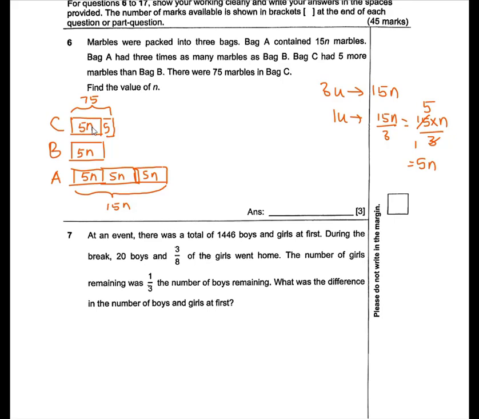Now we know 5N plus 5 is equal to 75. So 5N plus 5 equals 75. Subtracting 5 on both sides, the 5 cancels and I have minus 5 here. So 5N equals 70. So N is 70 divided by 5, which is 14. So to find the value of N, N is 14 in this case.